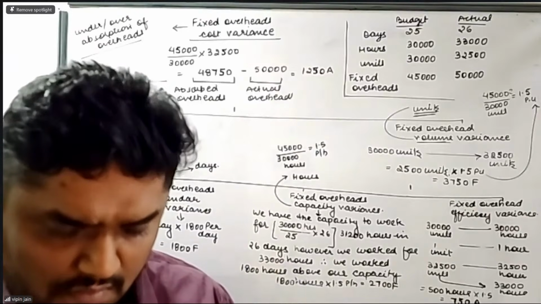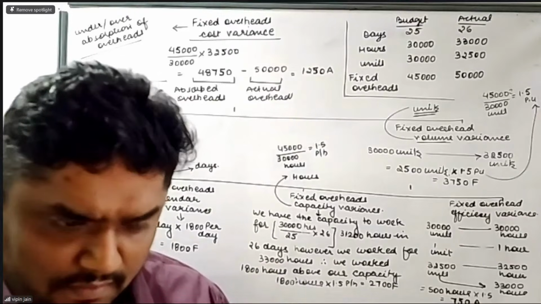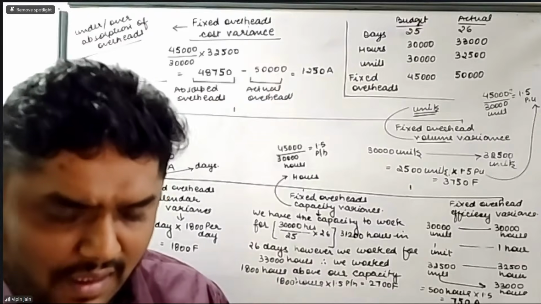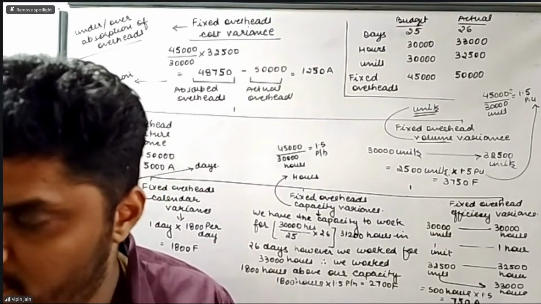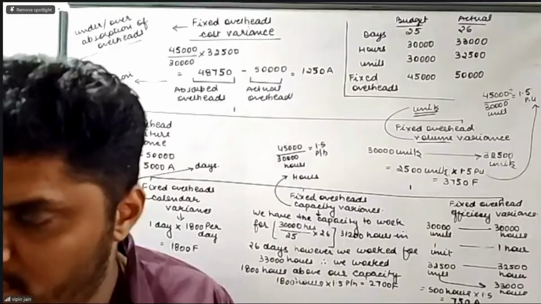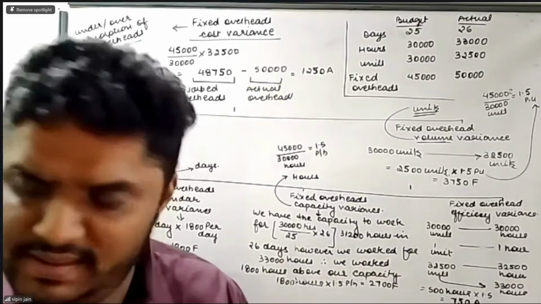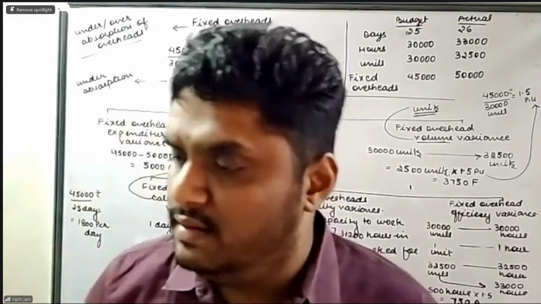That's the key part, right, sir? That's the reason for using that 1.5 per unit. Yes. We should not inflate it, that's the reason why we are using the budgeted rate. Yes. Okay, sir. Got it, sir. Thank you.